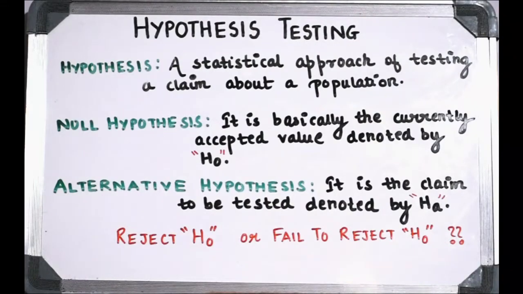He is proposing an alternative hypothesis that is opposite to the null hypothesis, meaning it is opposite to the currently accepted value. Now based on the testing, he will be able to come to a conclusion. He will check whether he has got enough evidence to support his claim, and based on that he will be able to reject the null hypothesis or he will be able to reject the alternative hypothesis. This is what hypothesis testing is.